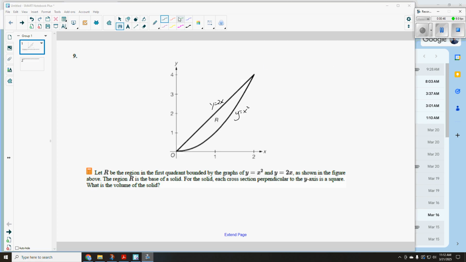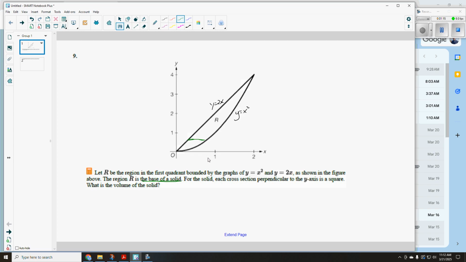The slightly tricky part of this problem is to see what are they asking me for. So they're saying that this region R is the base of a solid. So this is the bottom part of a solid. And each cross section perpendicular to the y-axis is a square. So perpendicular to the y-axis would be like a line like this. Now that's supposed to be a horizontal line perpendicular to the y-axis.